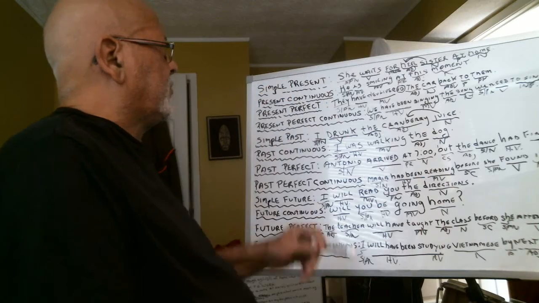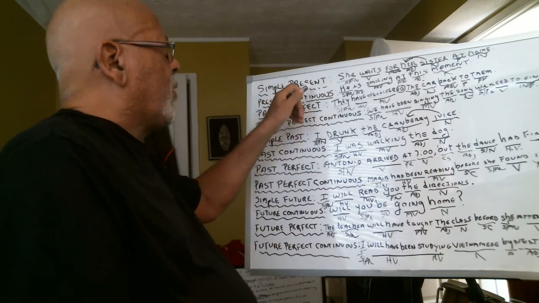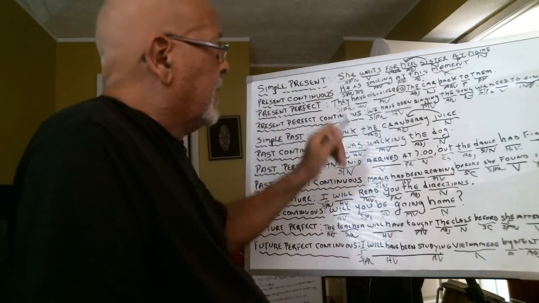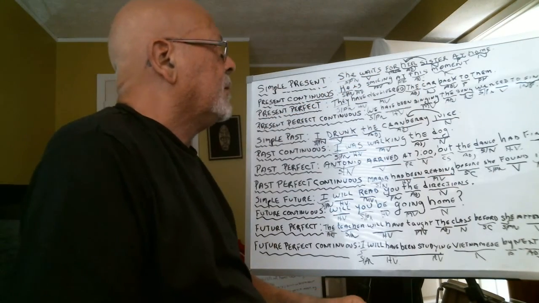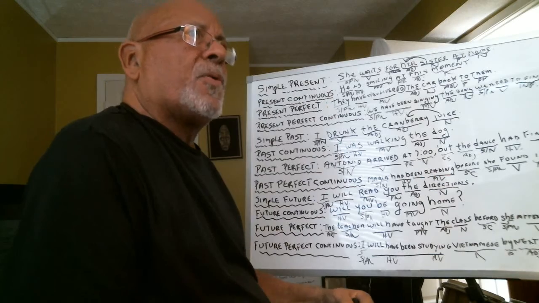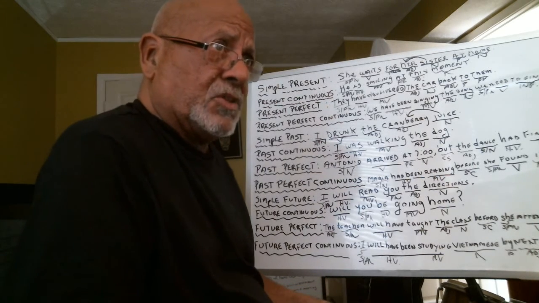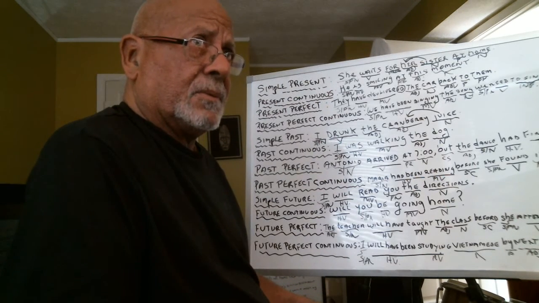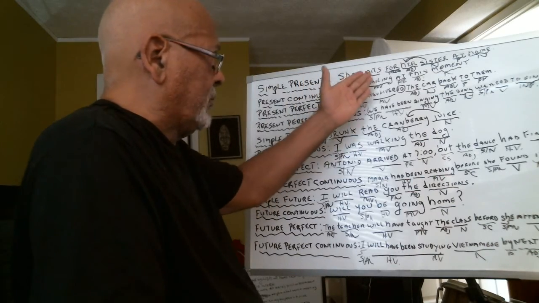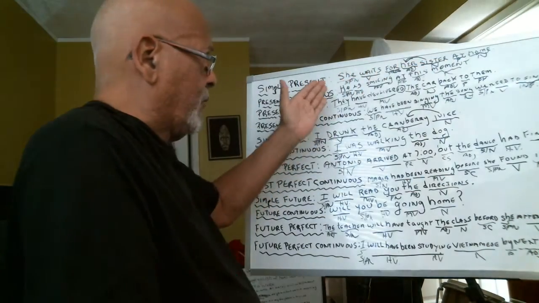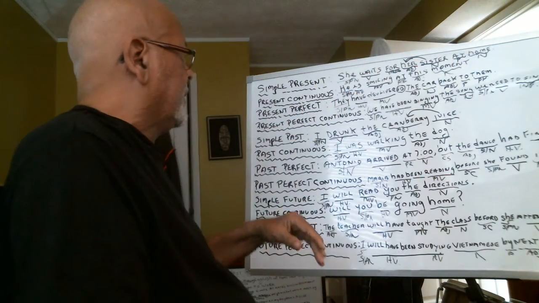The tenses, simple present. She waits for her sister at home. Simple present, one verb. She waits for her sister at home, and we recognized every part of speech already.